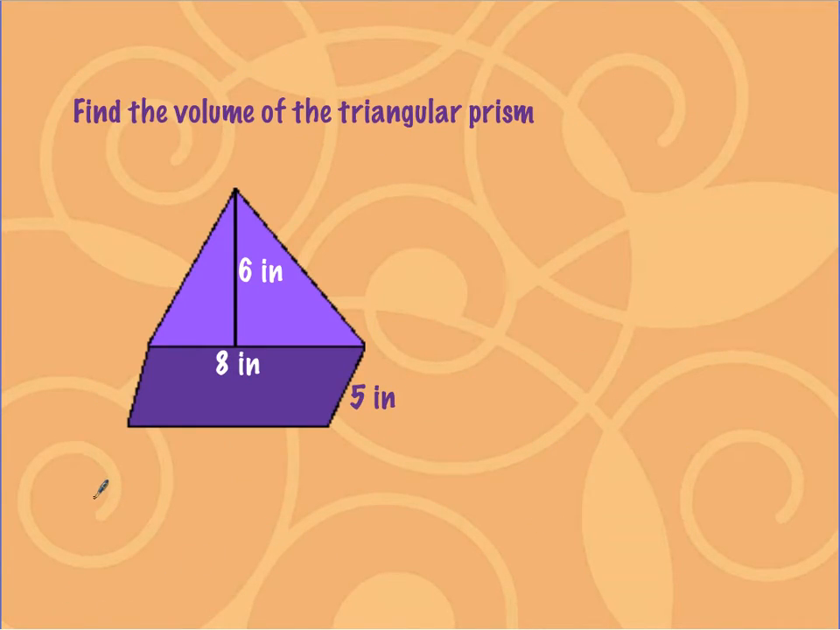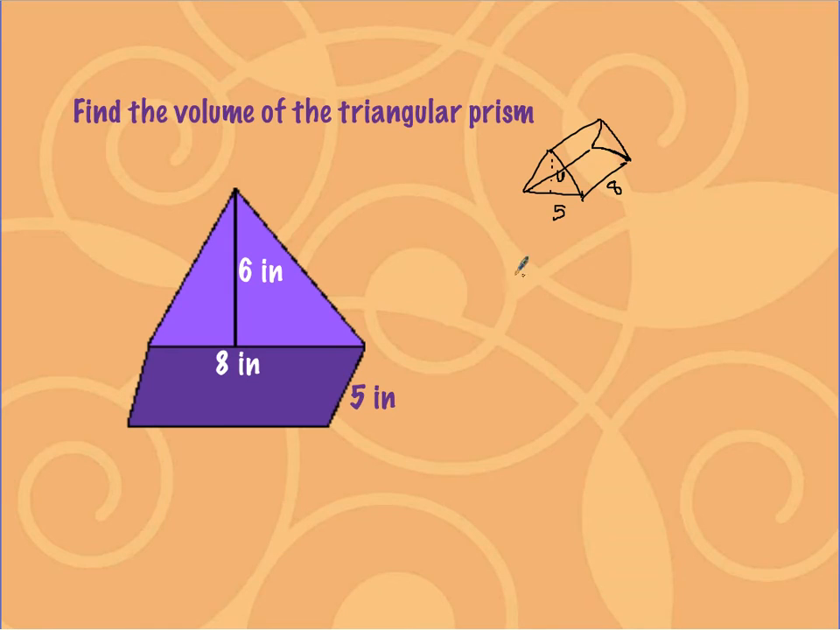Right, so in this case, we have a triangular prism. I know this looks like a pyramid, but imagine it actually looks like this. So here's the triangle. Okay, I'll draw it a little nicer for you. Okay, so here is your 6, and this is your 8, and this is your 5.